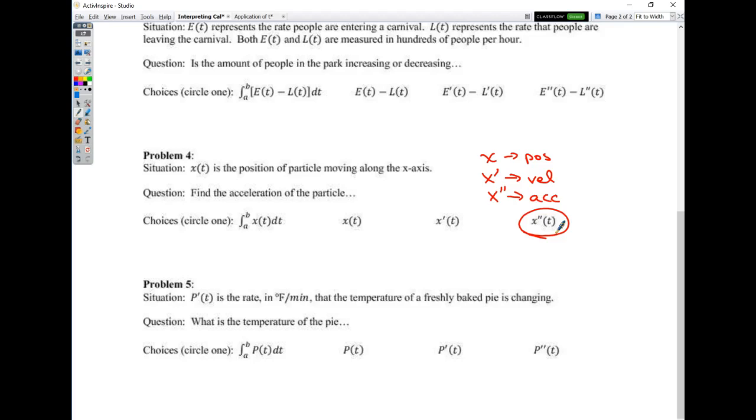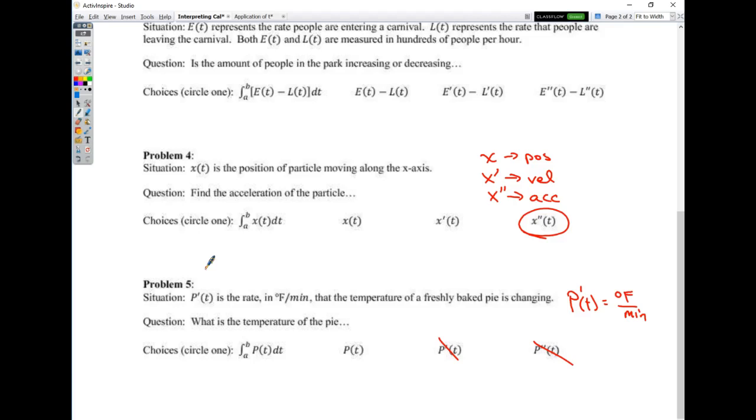Number 5, P prime of T is the rate in degrees Fahrenheit per minute that the temperature of a freshly baked pie is changing. What is the temperature of the pie? So in this question, we've got to find the temperature of the pie. What do I know? I know that P prime of T is degrees Fahrenheit per minute. So if I take the derivative of P prime of T, that would take me to degrees Fahrenheit per minute squared. So P double prime makes no sense. And I probably don't want P prime because that's going to keep me in the same exact spot, degrees Fahrenheit per minute. Not very useful there.